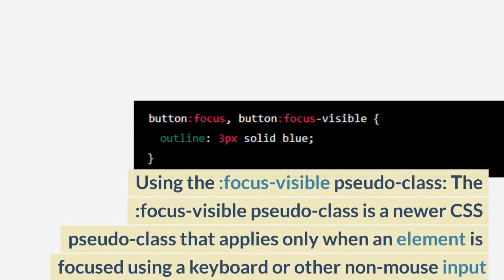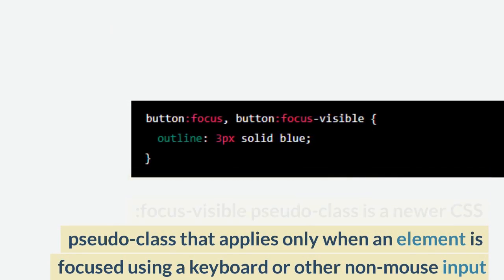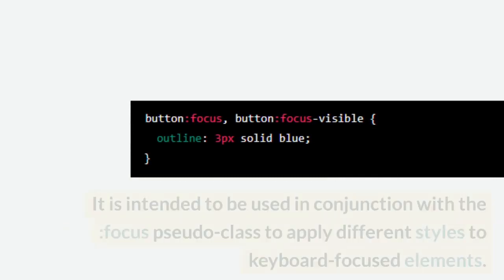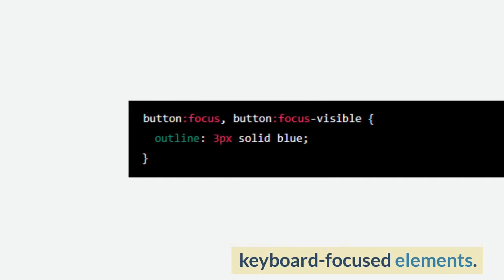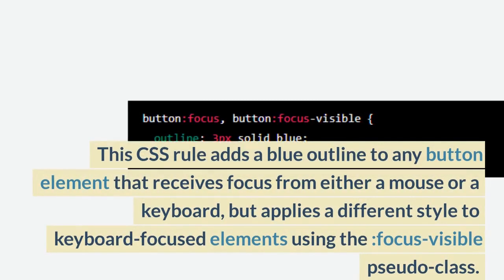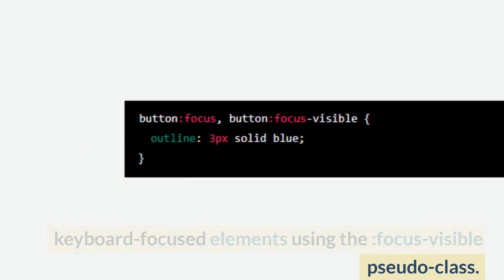Using the :focus-visible pseudo-class. The :focus-visible pseudo-class is a newer CSS pseudo-class that applies only when an element is focused using a keyboard or other non-mouse input device. It is intended to be used in conjunction with the :focus pseudo-class to apply different styles to keyboard-focused elements. The CSS rule adds a blue outline to any button element that receives focus from either a mouse or a keyboard, but applies a different style to keyboard-focused elements using the :focus-visible pseudo-class.